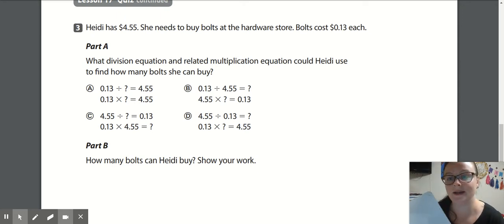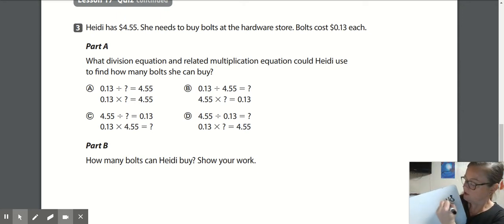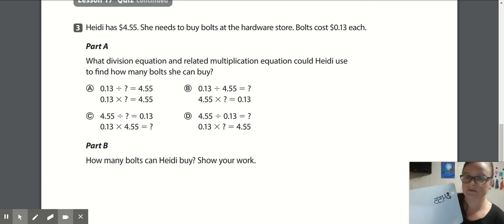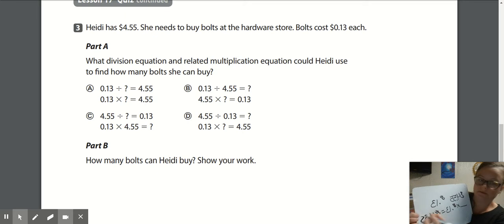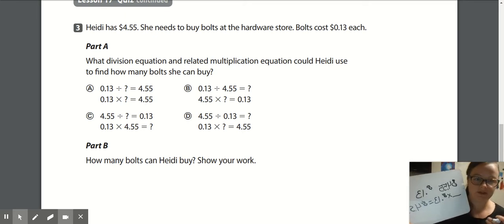So I know that Heidi has a total of $4.55. She wants to buy bolts. Each one is 13 cents. All right, so this is what I know. A lot of us would think of it like this: blank groups of 13 cents would give us $4.55. So I need to figure out how many groups of 13 cents gives me $4.55.